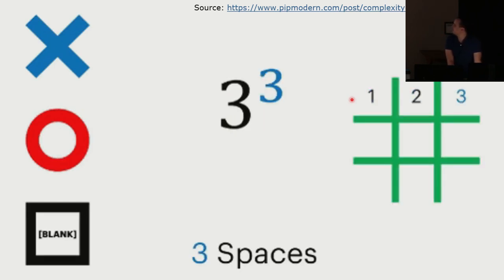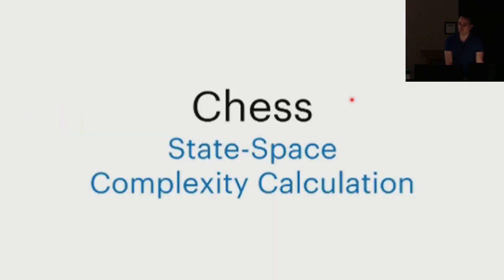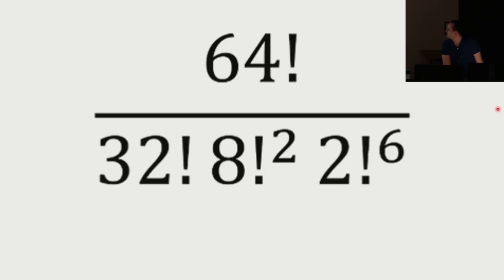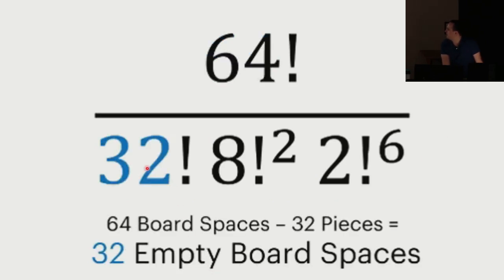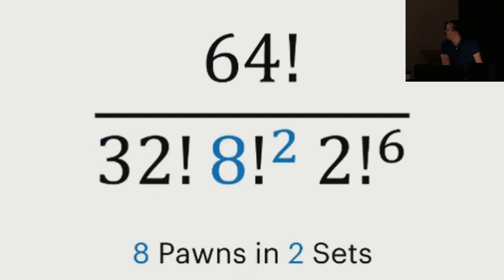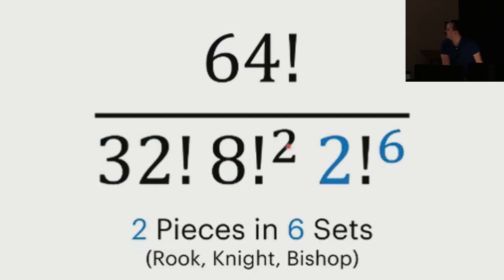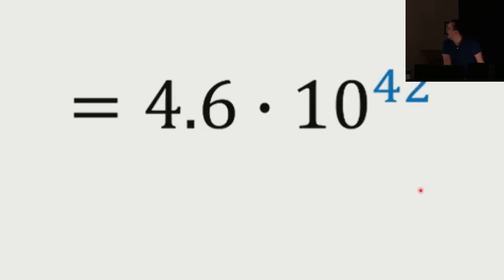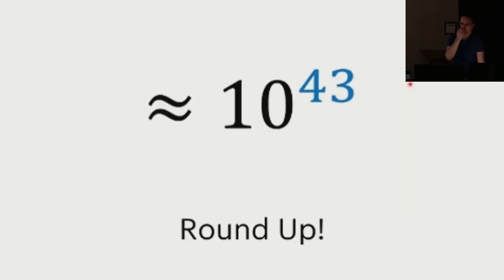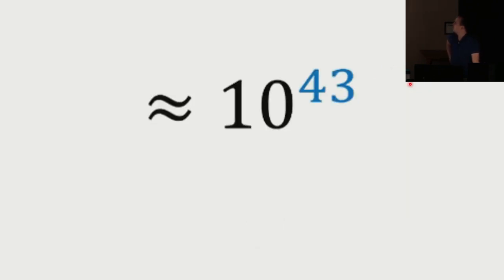Okay, your boss comes back the next day. You did tic-tac-toe. That's awesome. Can you do chess? Well, let's do the analysis. There are 64 spaces on the board, 32 empty spaces. There are 8 pawns in 2 different sets. That's the ways you can place 2 pawns. There's a lot of combinatorics going on that I'm not going to go into detail with. And so that's about 10 to the power of 43. That's the number of states of chess.